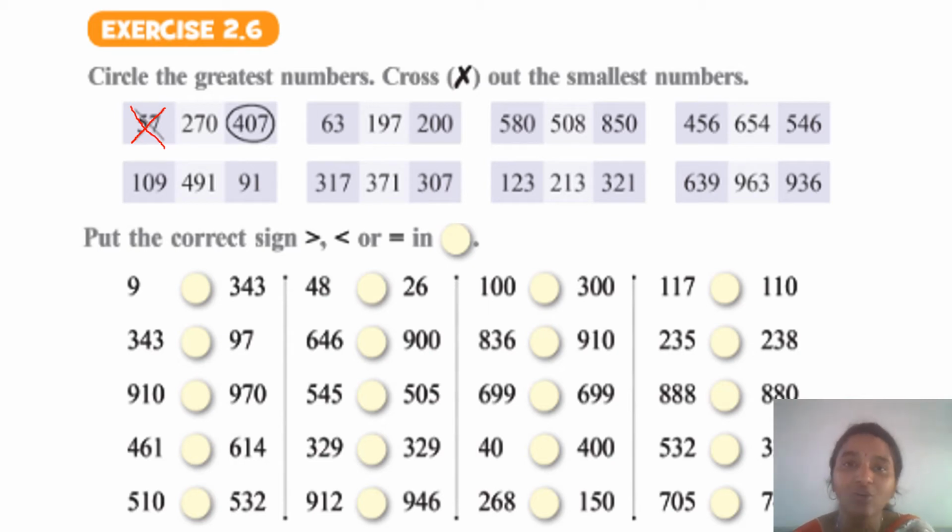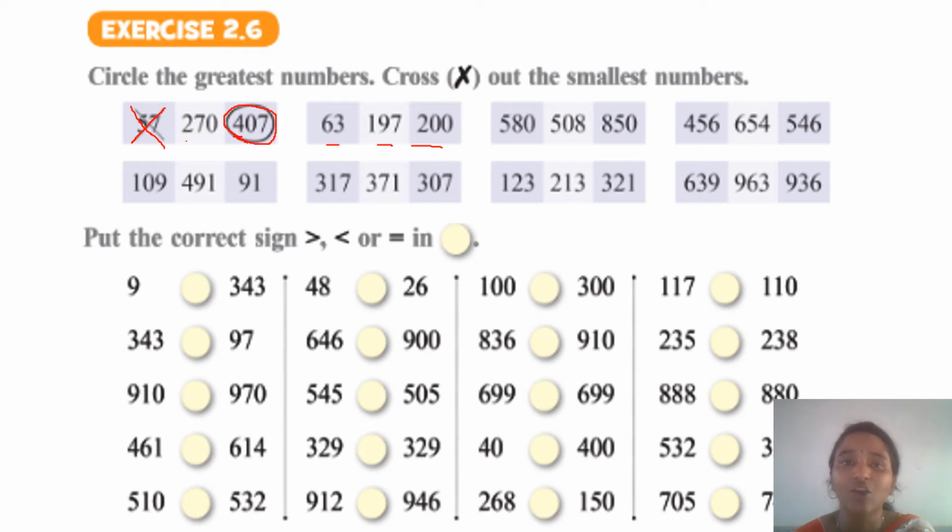Next, coming to the two 3-digit numbers. In hundreds place, one is having 2 and the other one is having 4. Which is greater, 2 or 4? 4, right? So I am circling the 407. Coming to the second sum. The three given numbers are 63, 197 and 200.